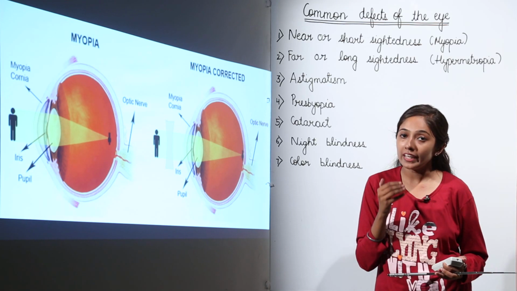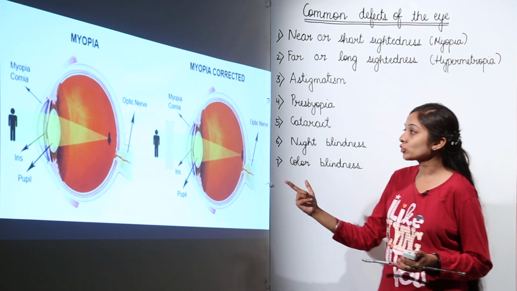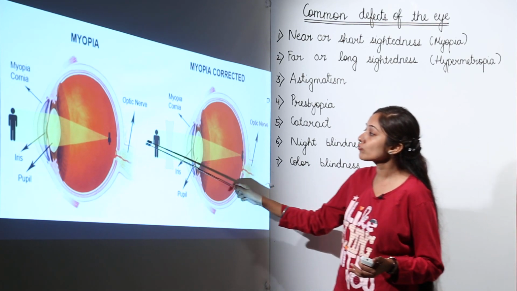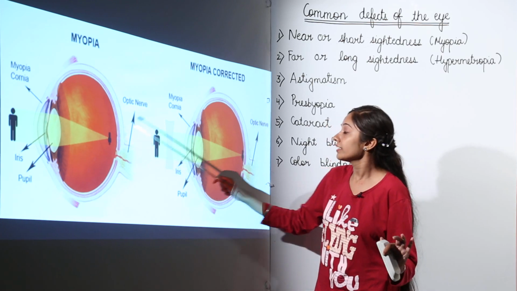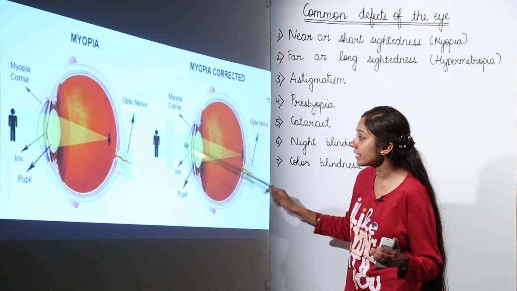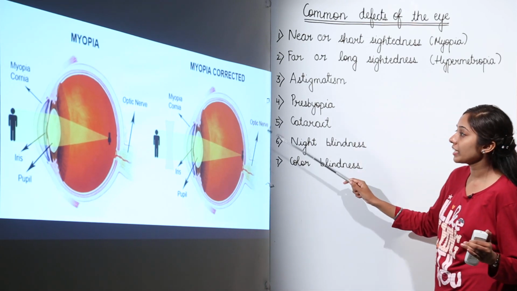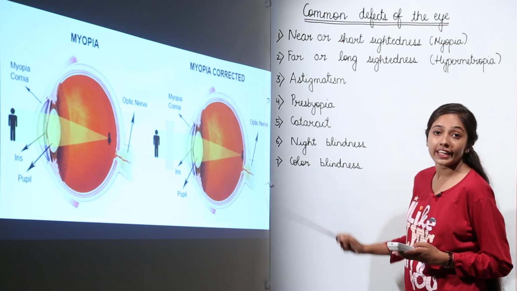So, myopia or nearsightedness or short-sightedness is a defect in which the person is able to see the nearby objects very clearly but is unable to see the distant objects. Why so? Because in this case the image is formed in front of the retina, not on the retina. This defect can be cured by using concave lens which helps in the formation of the image on the retina. So, this is how myopic eye can be corrected.